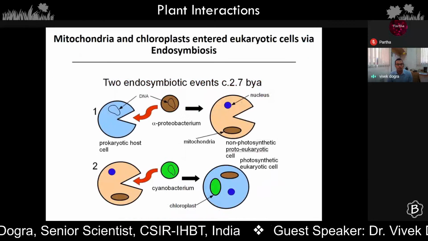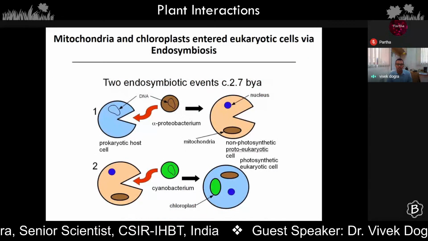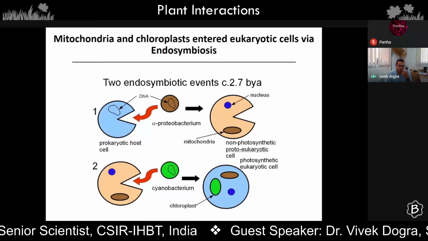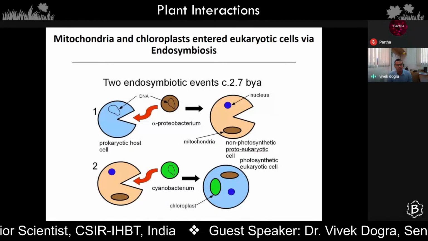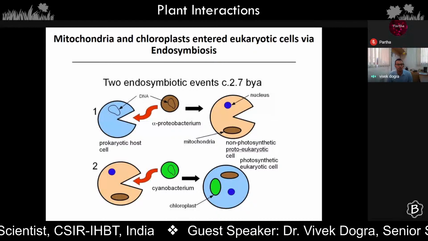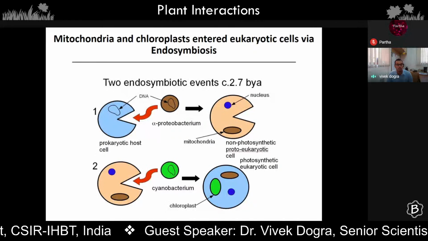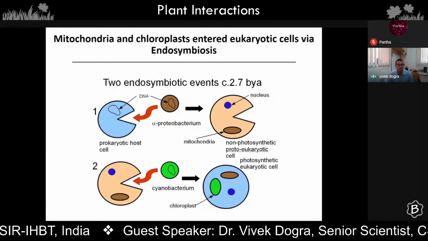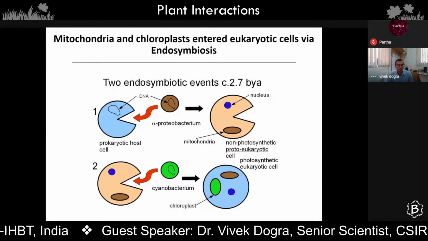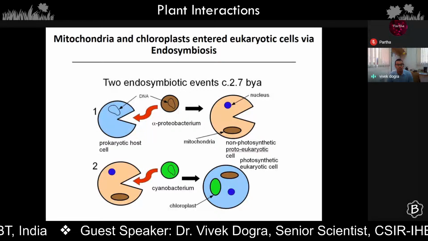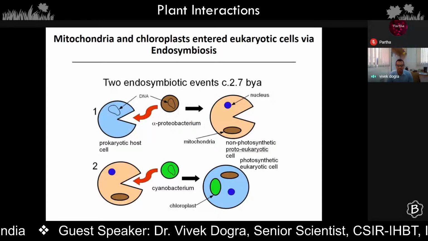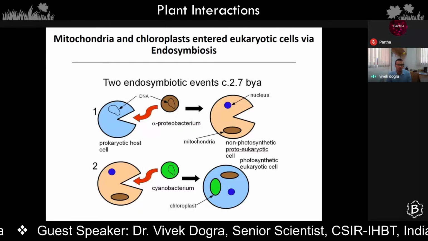In the past, when life originated, it was not like that. We had eukaryotic cells just like that, but they evolved over time. And the mitochondria and the chloroplast, what we see in today's plant cell, and in the animal cell we see only mitochondria.